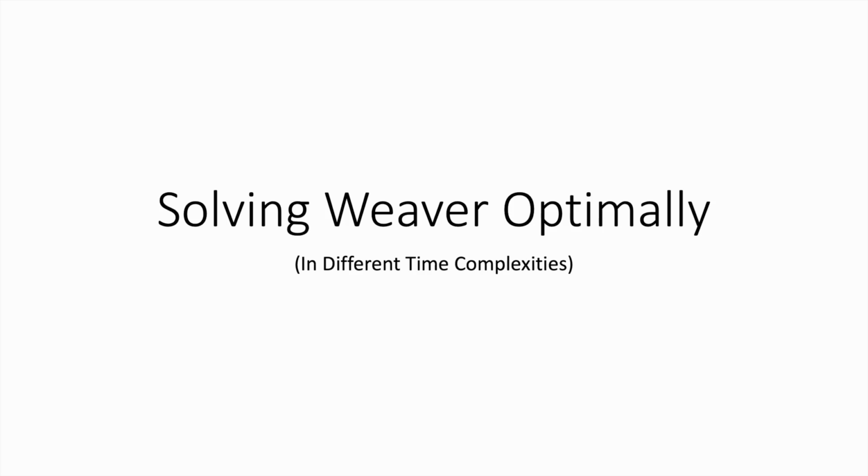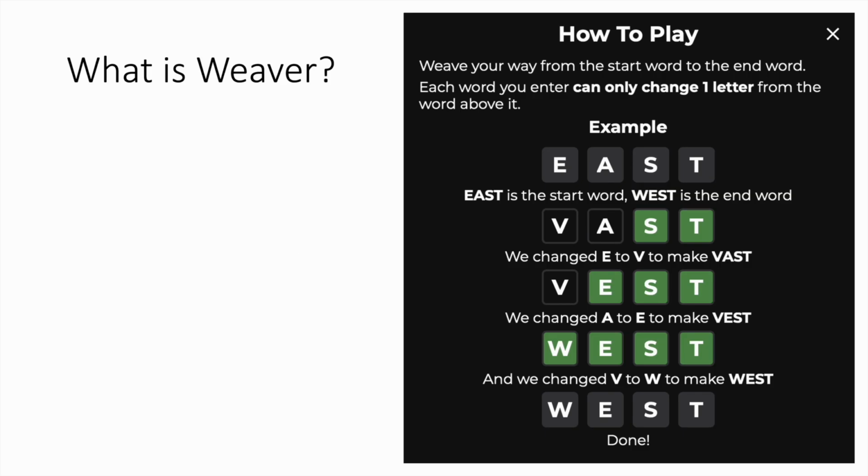Hello, I'm going to show you all how to solve the Weaver game in two different time complexities. Weaver is a word game similar to Wordle. Using four-letter words, you begin with a starting word and an ending word. The goal of the game is to find a path from the start word to the end word, where each consecutive word is one letter off from the last.